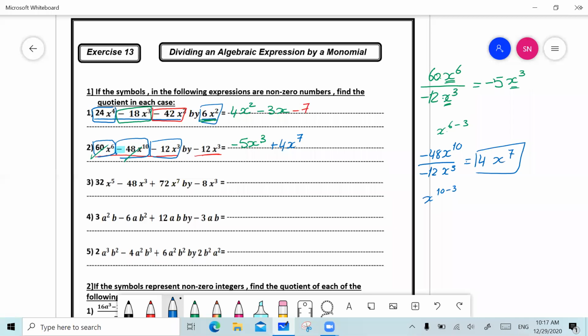I have the third term left, so I'm going to divide negative 12x to the power of 3 by negative 12x to the power of 3. Negative 12 divided by negative 12 is equal to 1. And x to the power of 3 divided by x to the power of 3 is x to the power of 0. So at the end, I have the answer of positive 1.